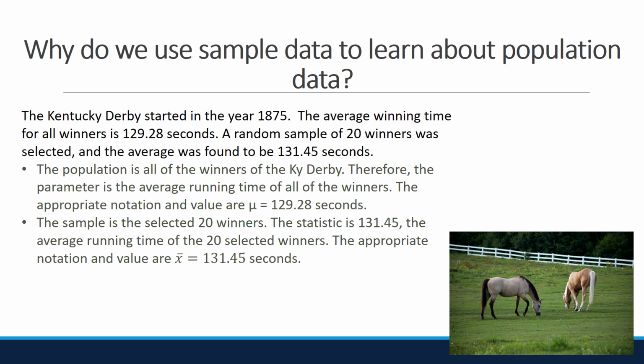Previously, in the worksheets, you saw this example. Notice here the population is all the winners of the Kentucky Derby. Therefore, the parameter is the average running time of all winners. The appropriate notation and value are mu is equal to 129.28 seconds. The sample is the selected 20 winners. The statistic is 131.45, the average running time of the 20 selected winners. The appropriate notation and value are X bar is equal to 131.45 seconds.